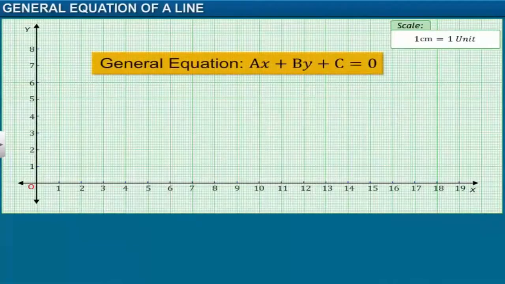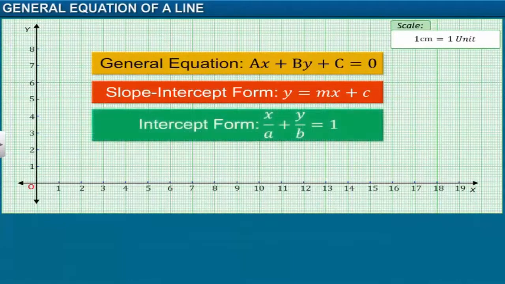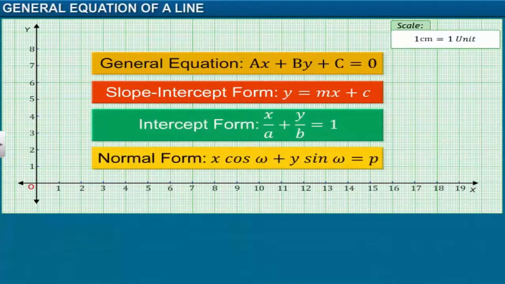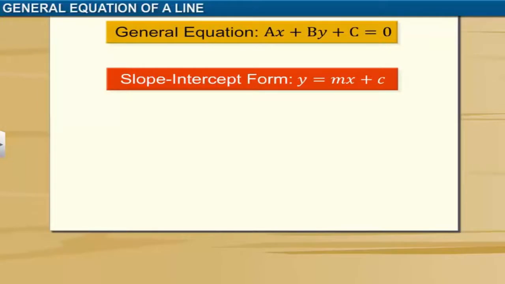You are already familiar with the slope-intercept form and normal form of the equation of a line. Now, let us see how we can reduce the general equation of a line into these forms of the equation. Let us start by reducing the general equation of a line into the slope-intercept form.